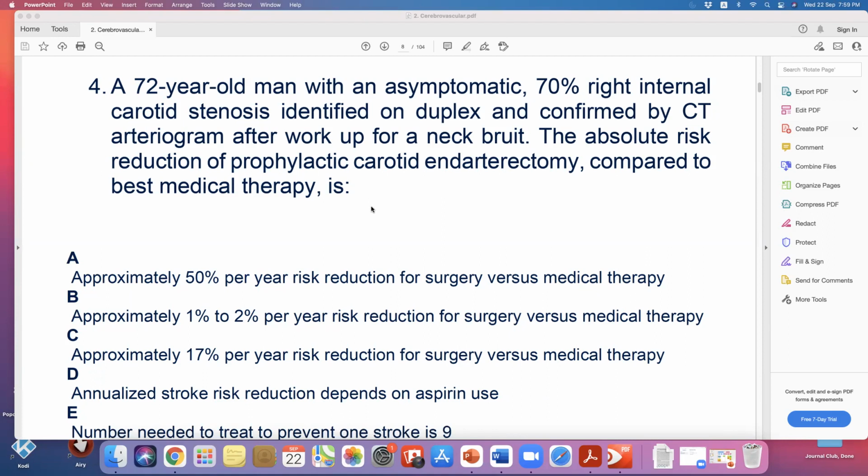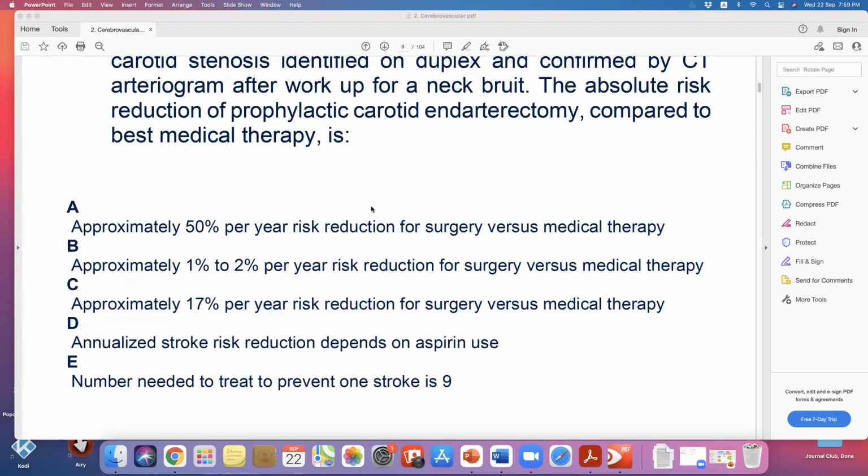Annualized stroke risk reduction depends on aspirin use. Not really. Yeah, the number needed to treat to prevent 1 stroke is 9. Not really. It's more than 9, because again, it's only 1-2%. So to prevent 1 stroke, you need to treat almost 95 patients. So the reason why is that it's not 1 out of 9.